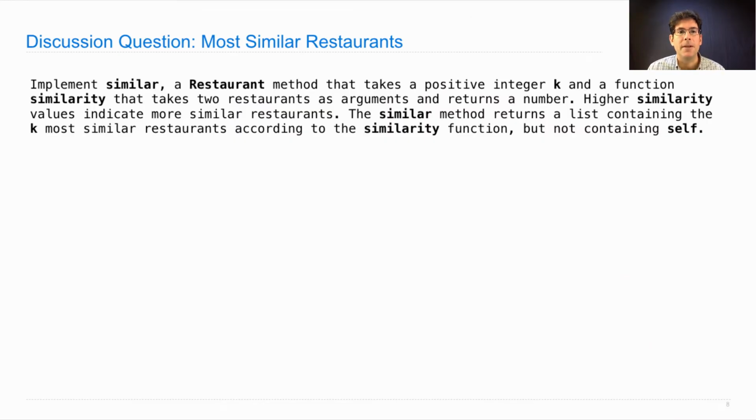Implement similar, a restaurant method that takes a positive integer k and a function similarity that takes two restaurants as arguments and returns a number. Higher similarity values indicate more similar restaurants, and the similar method is supposed to return a list containing the k most similar restaurants according to the similarity function, but this list should not contain the restaurant itself. It would be silly to say the most similar restaurant to Thai Delight is Thai Delight.